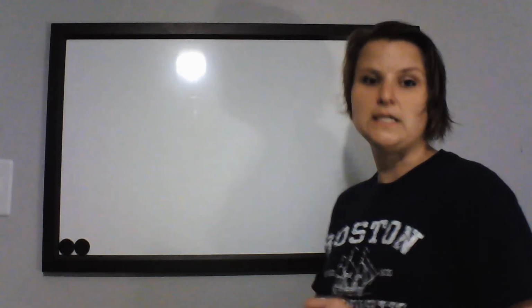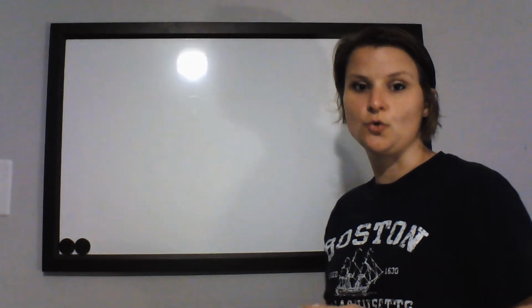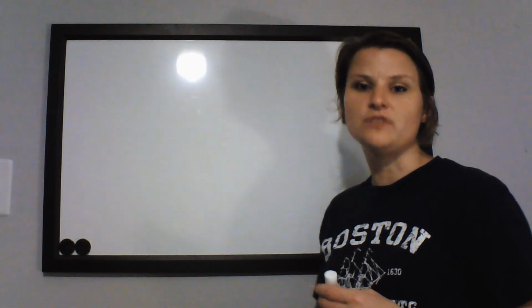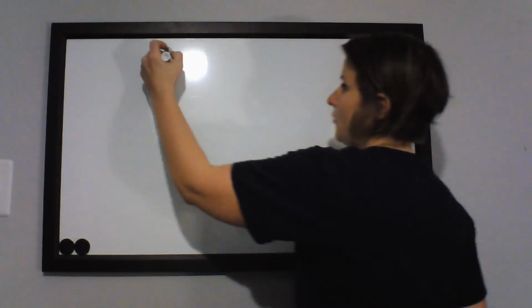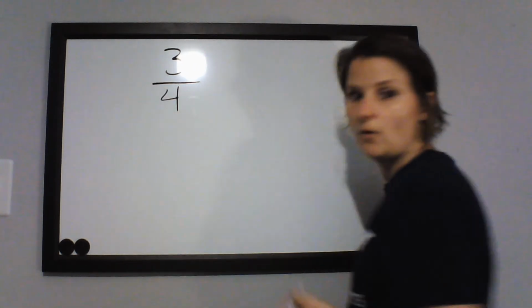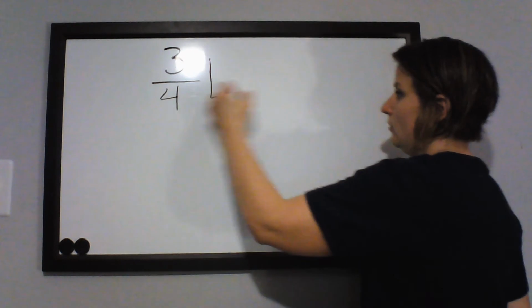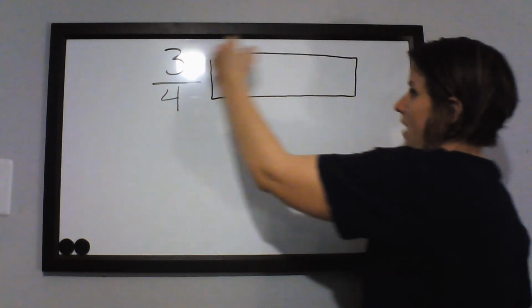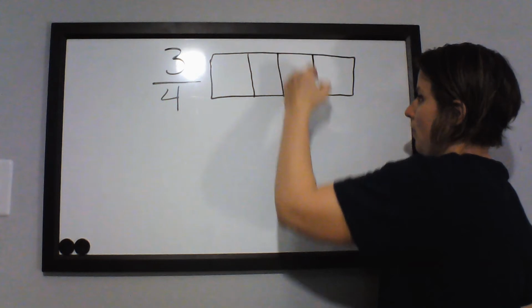Okay guys, so at the beginning of the year we did a lot of fractions, and so today we're going to compare fractions, and we're going to do it through a variety of different methods. So when we look at a fraction, say like 3/4, what that means is one whole, one big block is separated into 4 equal parts.